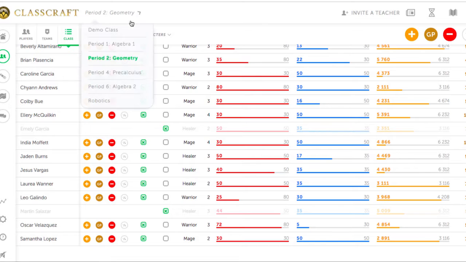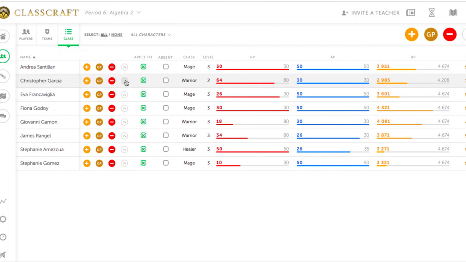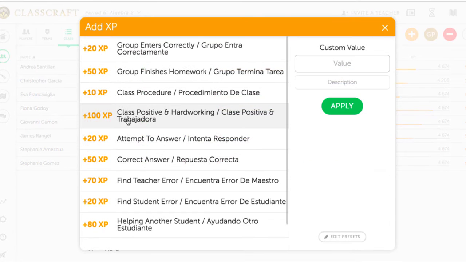This is the wrong class. There's Algebra 2. And there's DXP.